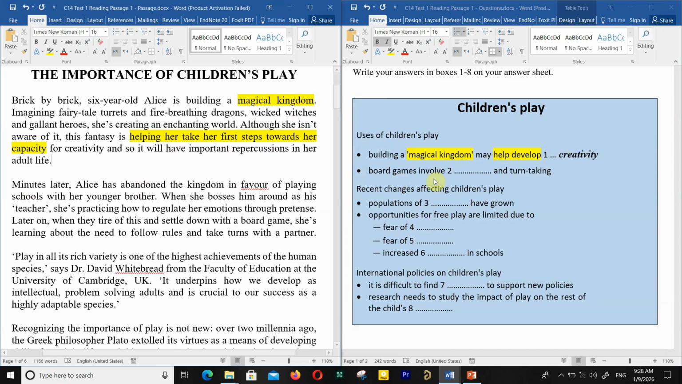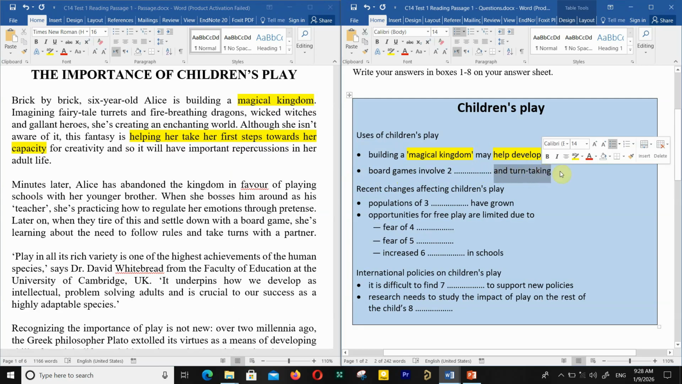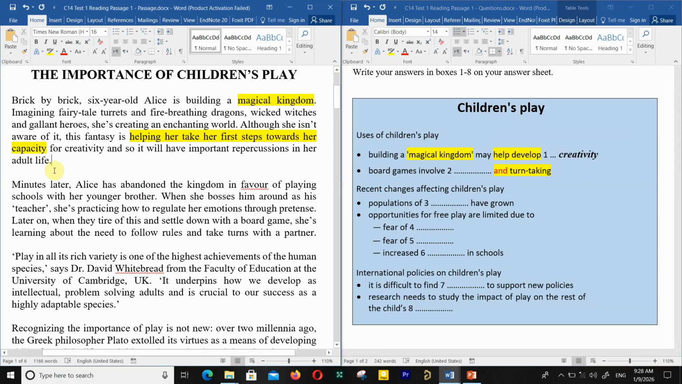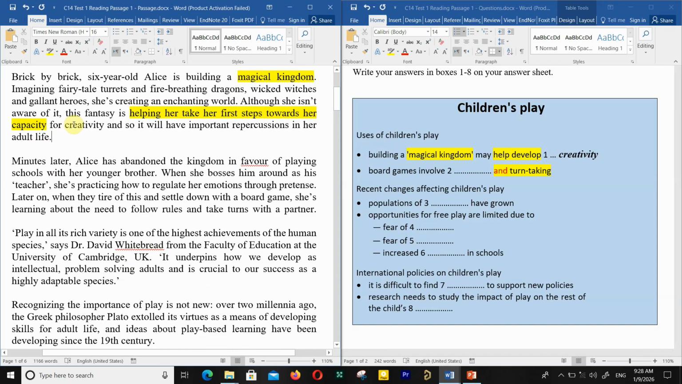Now, question number 2. Board games involve what and turn taking. Focus on and turn taking. This is really helpful to find the answer. You can just look for turn taking. This is an easy one to look for. Where it is turn taking or something relating to this.